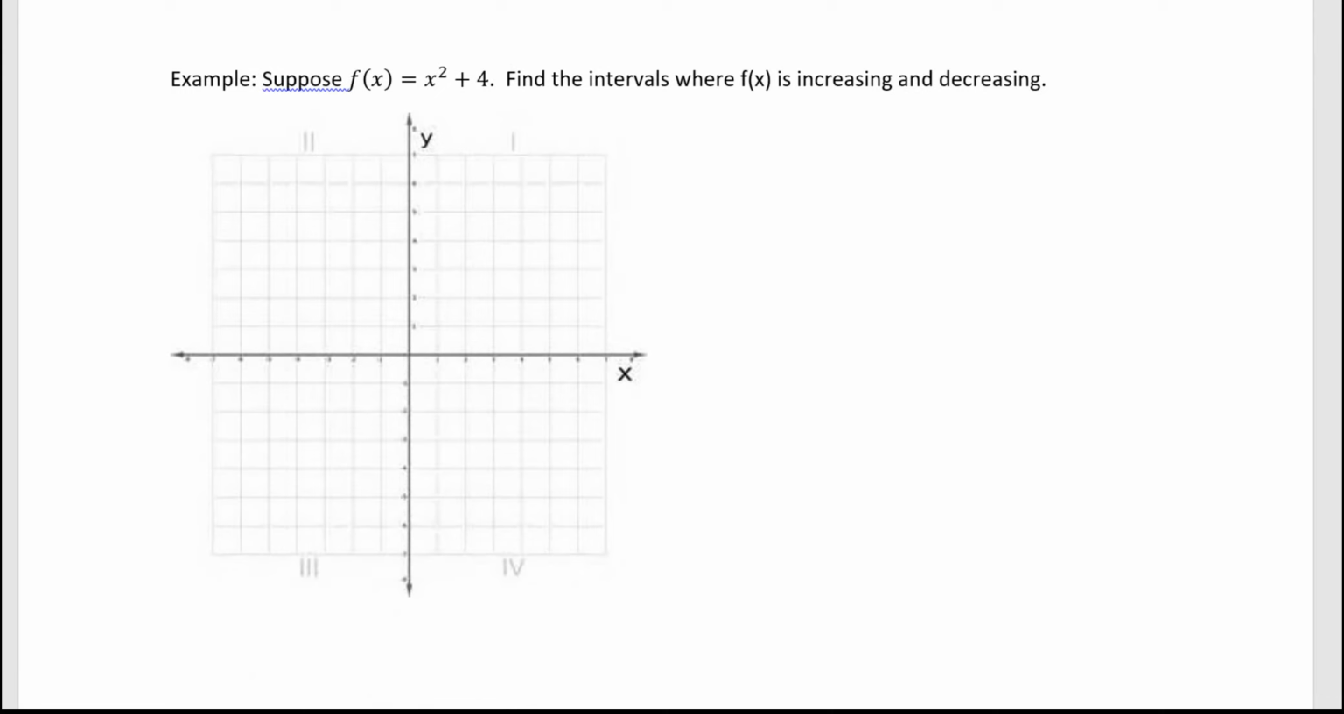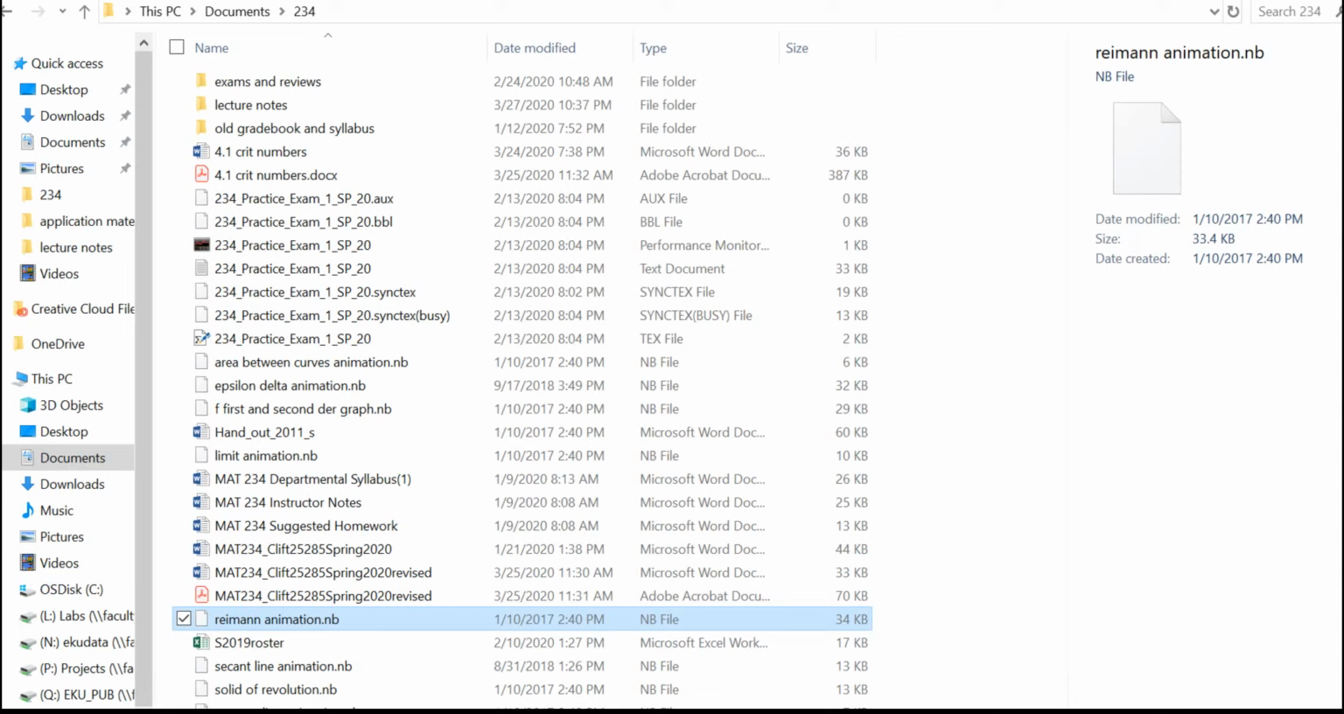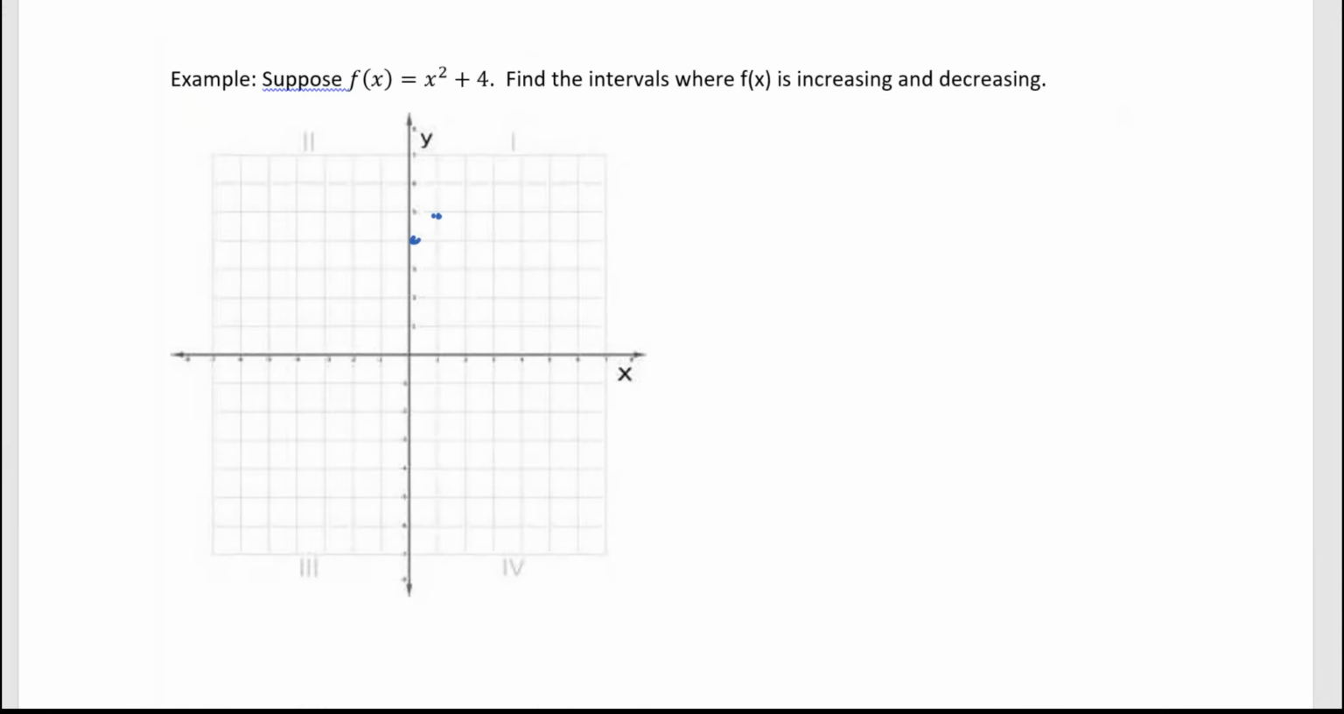Suppose we have this function x squared plus 4. We want to find the intervals where it's increasing and decreasing. So it's easy enough to see with this graph that it's going to look like this, right?